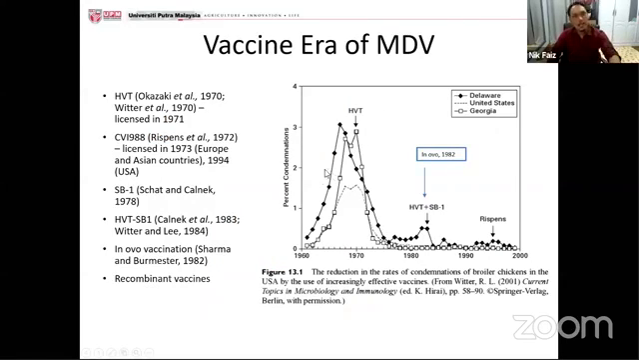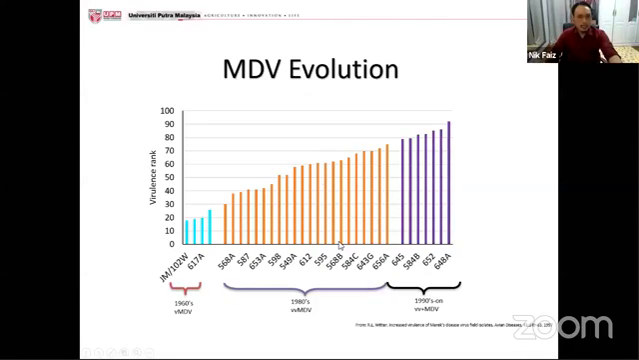So this is the vaccine era for Marek's disease virus. HVT was being produced, with HVT, SB1 and Rispens being used later. This is for the US situation. In the US, there is a study by Dick Witter. They collected samples over the years and noticed that the viruses are evolving.